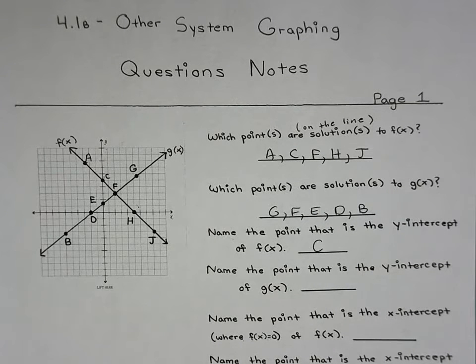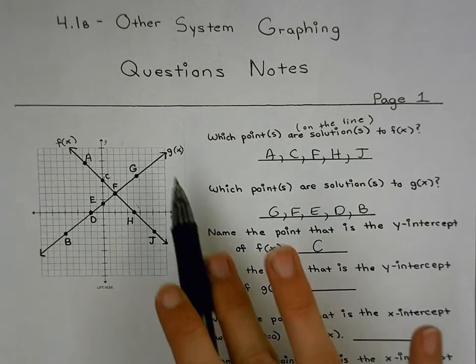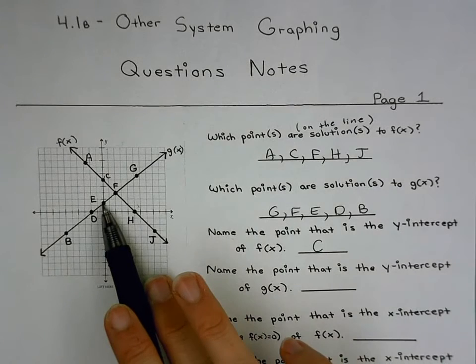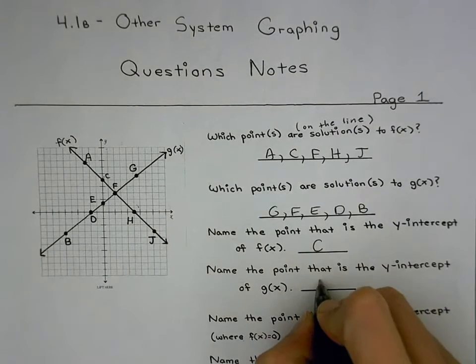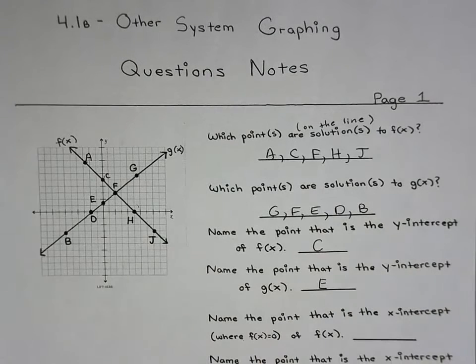The next question is the same one, just about g of x. Name the point that is the y-intercept of g of x, aka name the point where g of x touches the y-axis. And so g of x touches the y-axis right here at E. And so that is my y-intercept.